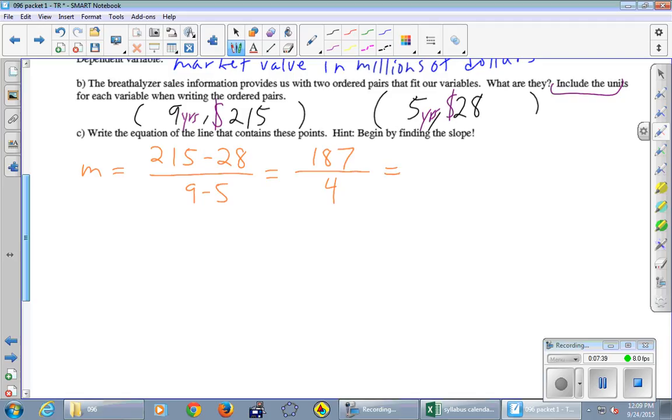Okay, and oftentimes in application problems or word problems, decimals are more manageable than fractions. So that goes in how many times? 46.75, sounds good. That's fine. Okay, and now we get to start writing our equation. So we'll do y equals mx plus b. 46.75 is what? M, so I'm copying everything else. Y equals 46.75x plus b.